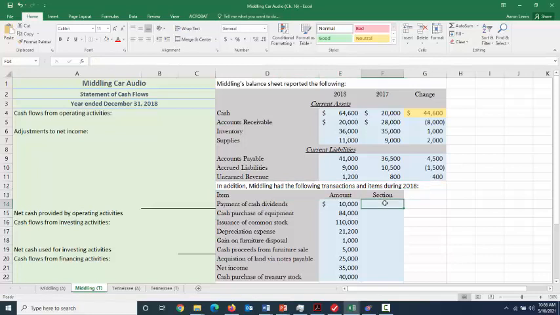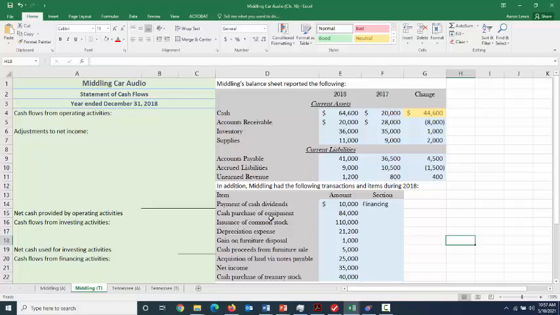The first thing we have is our payment of cash dividends. Well, cash dividends is a withdrawal account, and like all withdrawal accounts, it is going to be a necessary cost, in this case, of financing. We're not going to have investors very long if we don't pay them dividends for being part owners of our company. We have the cash purchase of equipment.